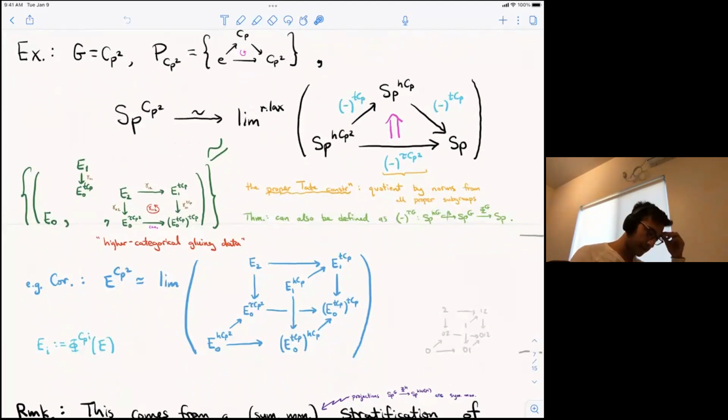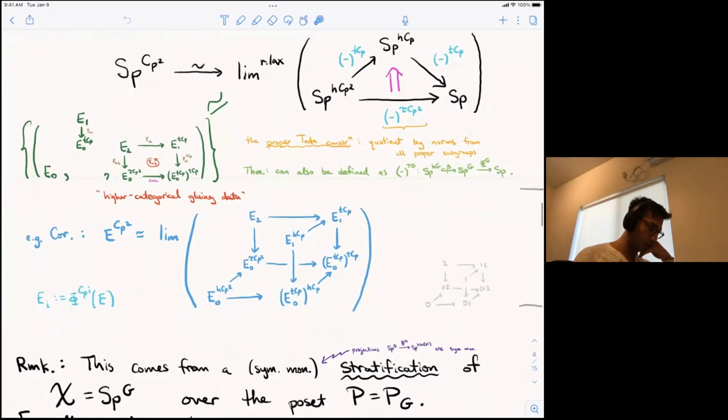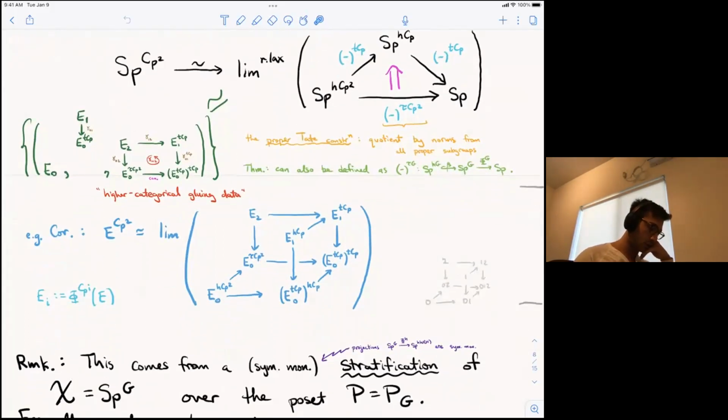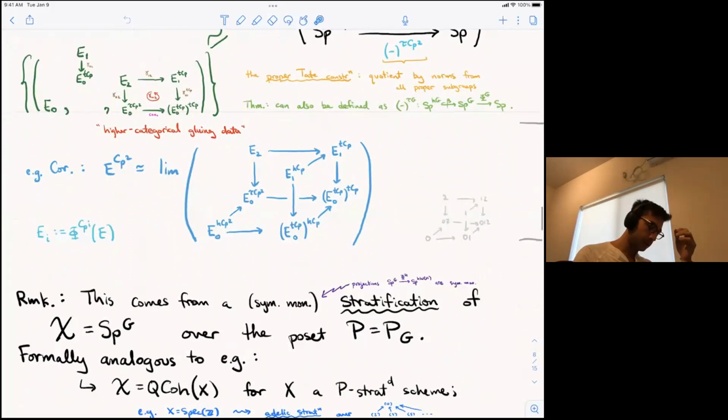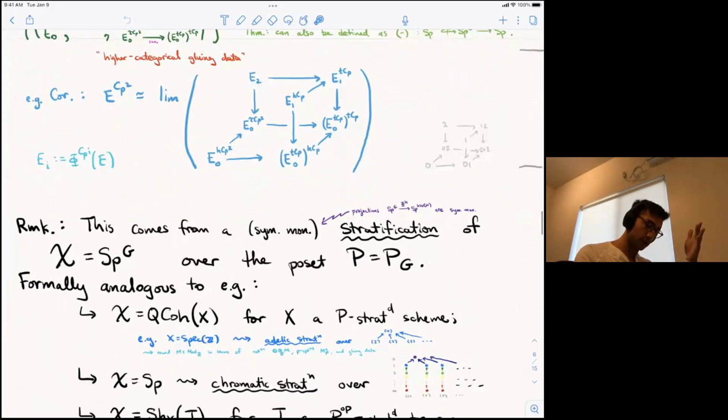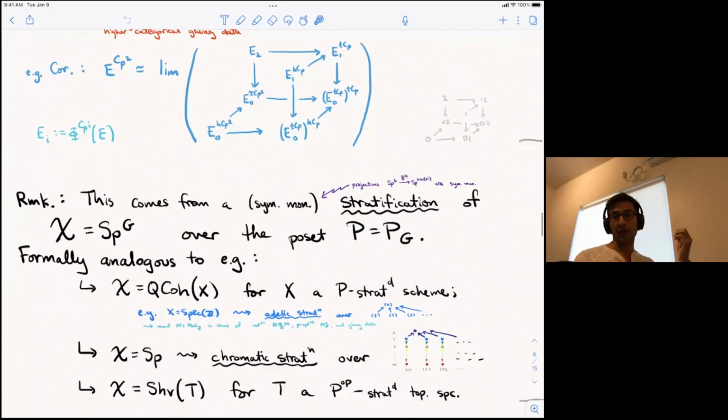So as an aside, and this is what gets towards the other paper that I mentioned at the beginning, this is coming from some general structure called the stratification of the category of G spectra over the poset of subgroups of G. And in fact, it's a symmetric monoidal stratification, which is to say that all the projection functors are symmetric monoidal. And this is the same structure that you'll see. It's formally analogous to stratifications coming from stratified geometry.